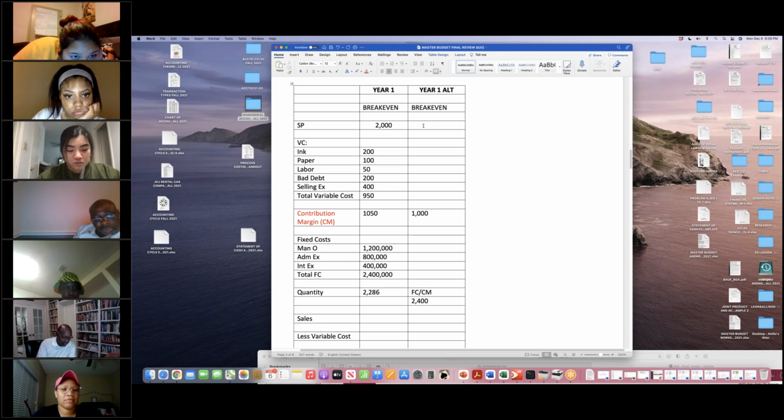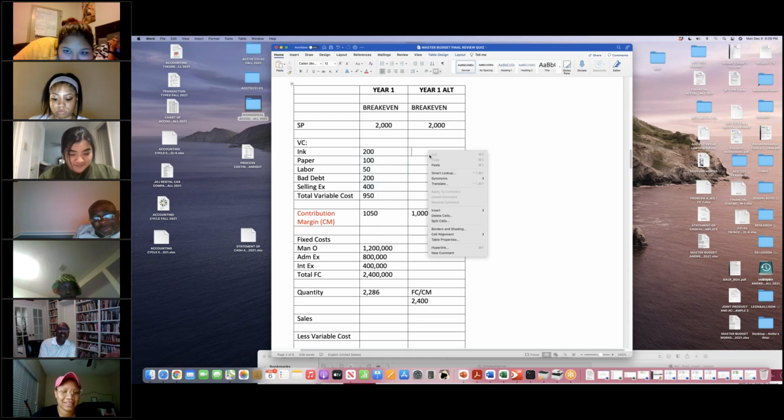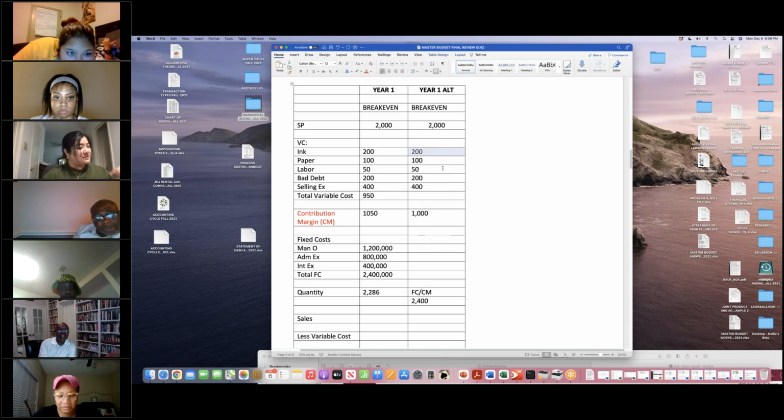We had this 2,000. Operation management. Is that operation management? It's a little piece of it, trying to get a certain number. Okay, but we made the labor 100 instead of the 50. So that's the only thing changed, so that the total variable cost would be 1,000. That gives us a contribution margin of 1,000.